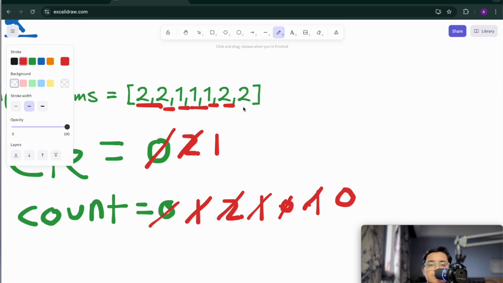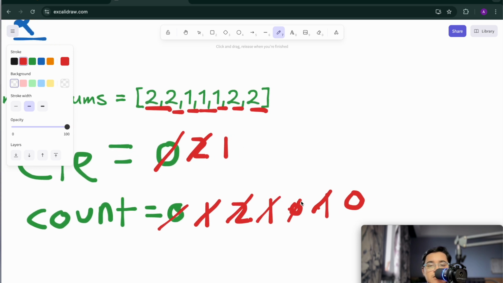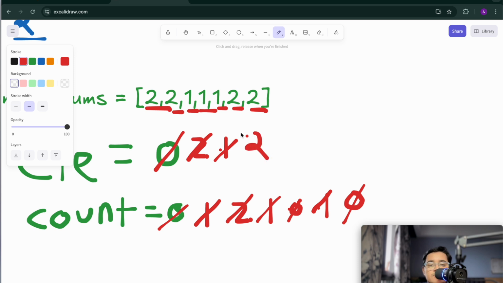And now when another 2 comes, what we can notice is that these elements are not equal and count is equal to 0 at this point of time. So this would become 1, and in the end this would become 2, and 2 would actually be the answer that we are supposed to return.